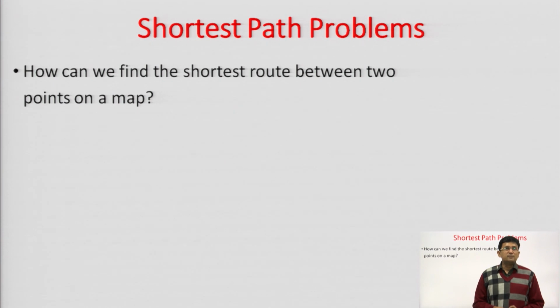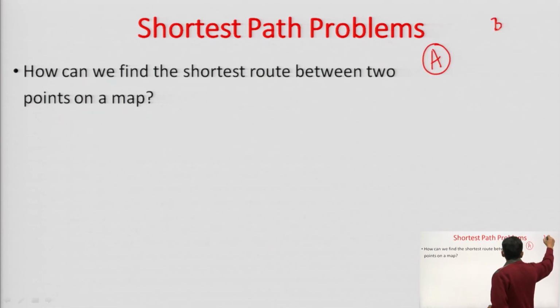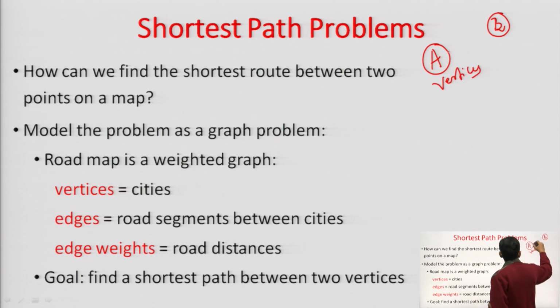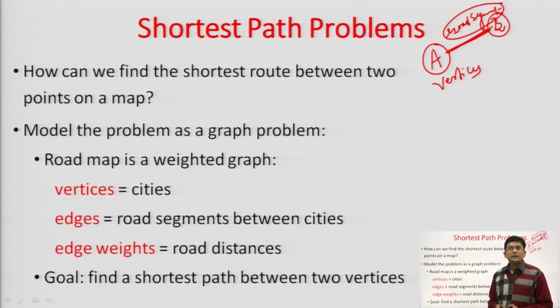Now, how can we find the shortest path between two points in a map? For example, you have selected two stations on the map, A and B. How would you find it? You will have to map various locations, meaning various cities, in the form of vertices, and the edges would represent the road segments, and the weights will be the distance between these two stations, the length of the road segment. So the goal would be to find the shortest path between the two vertices.